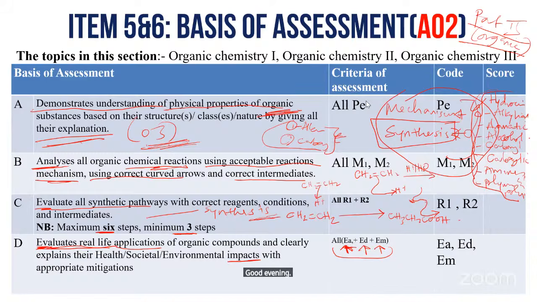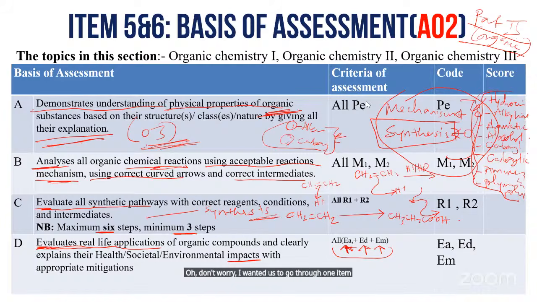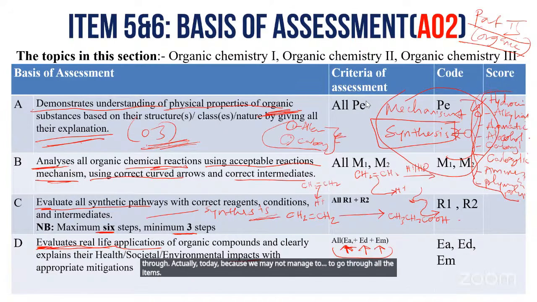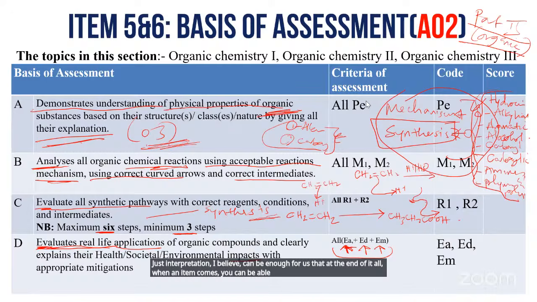Good evening, sir. Good evening. I have a problem of not understanding the items clearly. I don't know how I will manage that problem. Oh, don't worry. I wanted us to go through one item and then I take you through. Actually, today, because we may not manage to go through all the items, what we're going to do is read through the item and interpret. Just interpretation, I believe, can be enough for us, so that when an item comes, you can interpret it and then start the responses. But also, don't forget the basis.